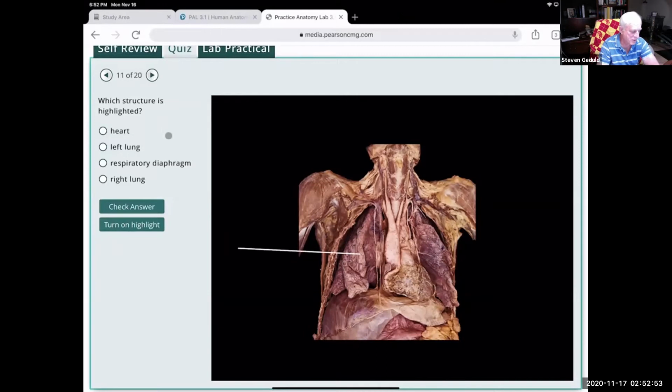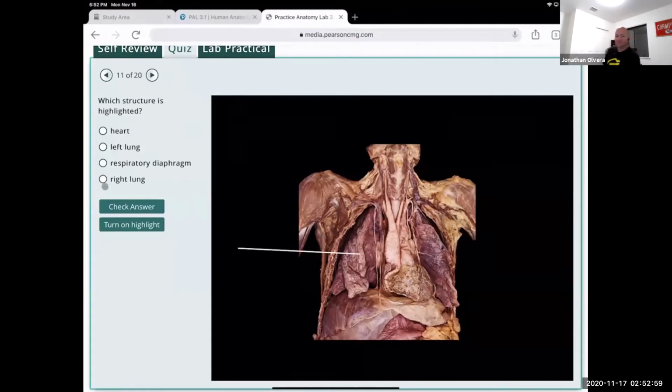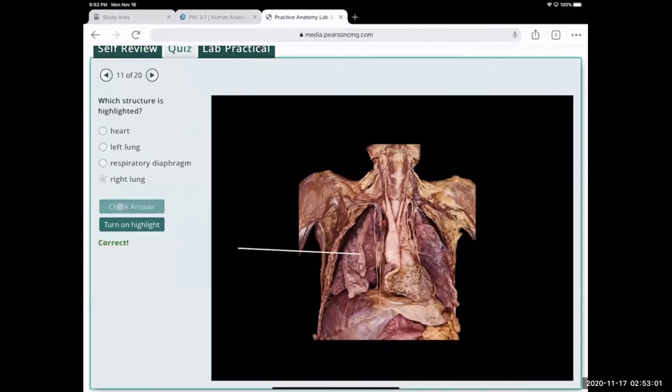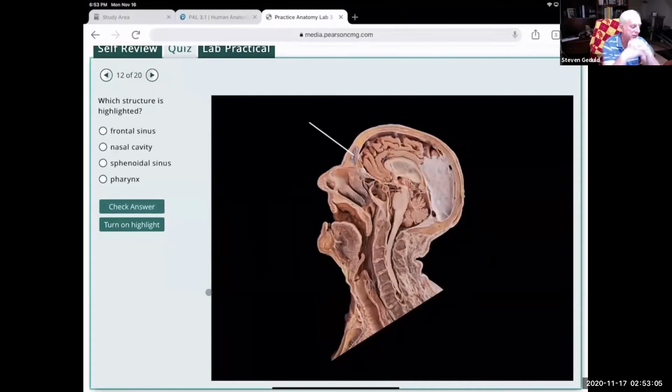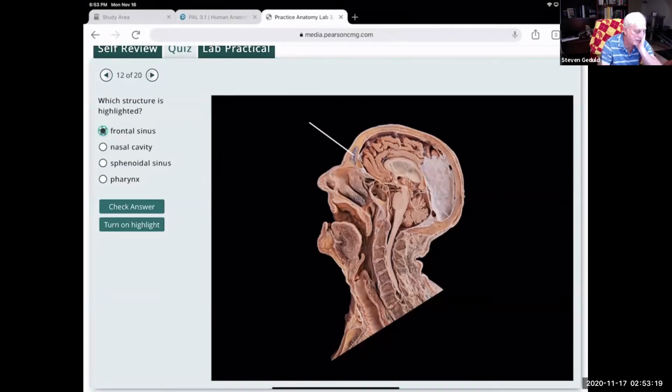All right. What structure is highlighted here? Right lung. Right lung again. And what sinus is that? What opening? The frontal sinus. That's a frontal bone. Okay, that's a frontal sinus. The sphenoid sinus and the sphenoid bone are back in here. So that would be your frontal sinus.